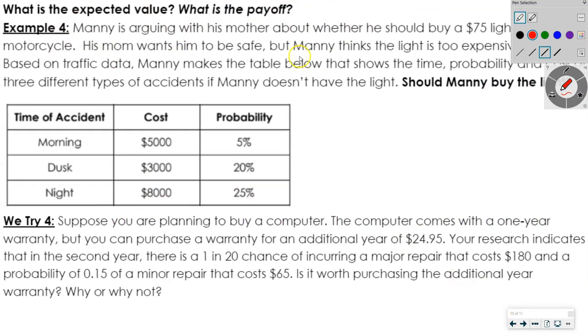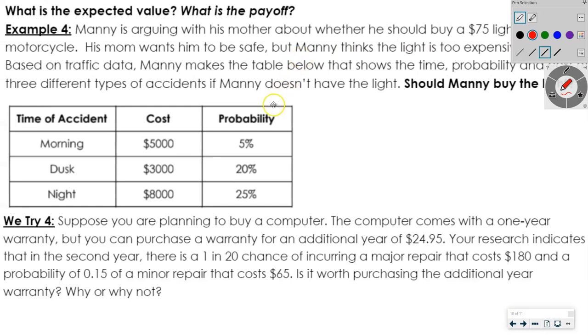Okay, let me grab this because it's kind of up there. All right, so Manny is arguing with his mother about whether he should buy a $75 light for his motorcycle. His mother wants him to be safe, but Manny thinks the light's too expensive. Based on the traffic data, Manny makes a table below that shows the time, probability, and cost of 3 different types of accidents if Manny doesn't have the light. Should Manny buy the light?